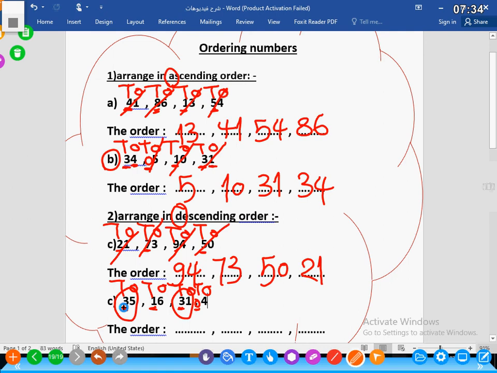So if we have the same tens, look at the ones. We have 5 and 1. Which is the greatest? 5 or 1? 5. So cancel it and write it here. And write the second number, 31. Now we have 1 and 0. Which is the greatest? 1. So cancel it and write it here. What's the number left? 4. Cancel it and write it here.